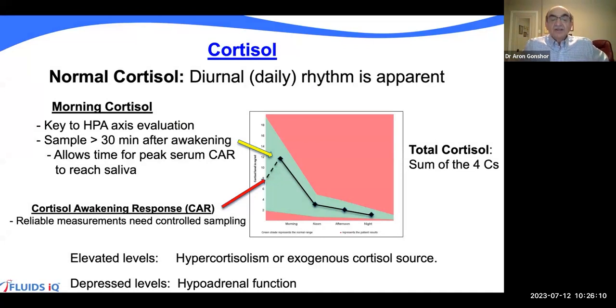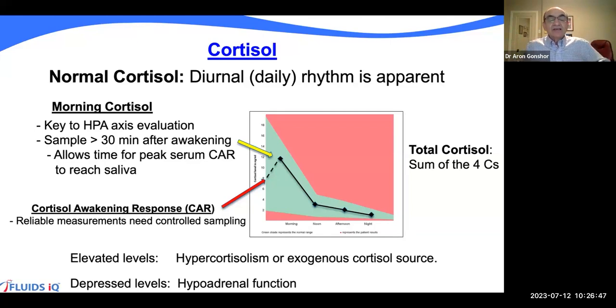Saliva, to cut to the chase, is the best way to test for diurnal changes in cortisol. It is by far the best way to do it. Better than serum, better than urine, so that you're able to look at what happens from the morning through to the evening level of cortisol. Extremely important. It's a key to evaluating the HPA axis. And you normally start sampling about 30 minutes after you wake and before you start brushing your teeth, etc.